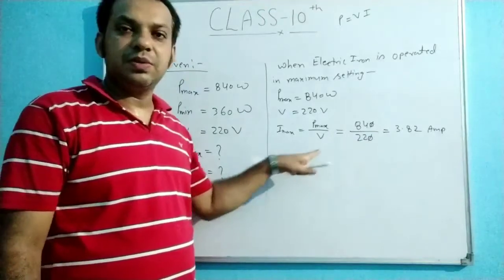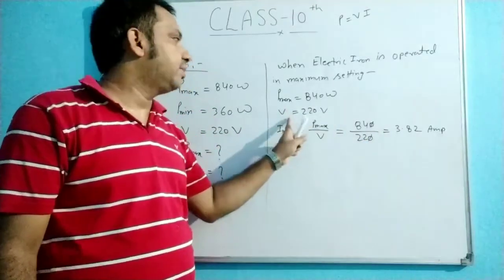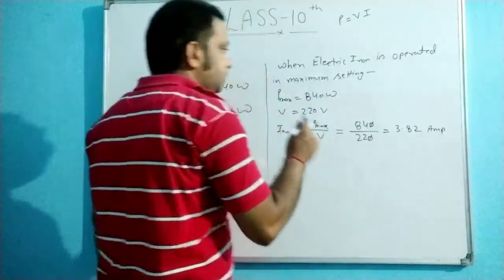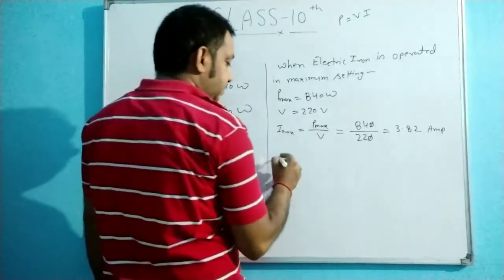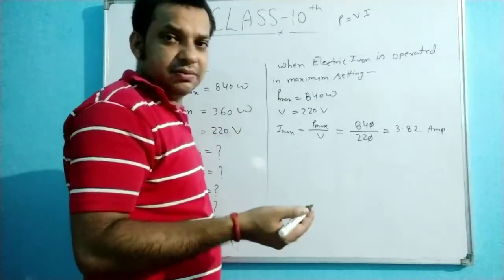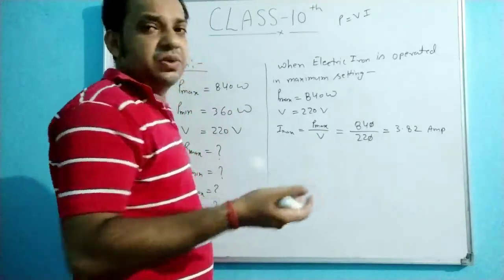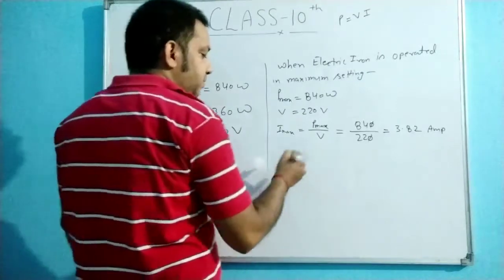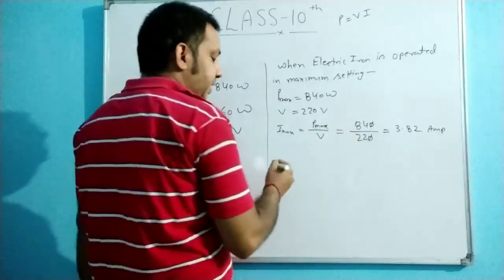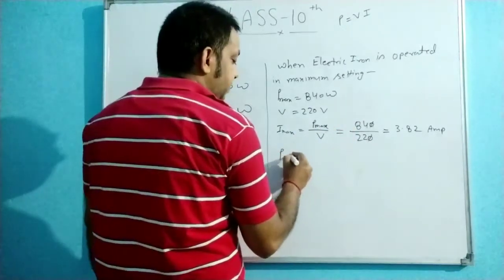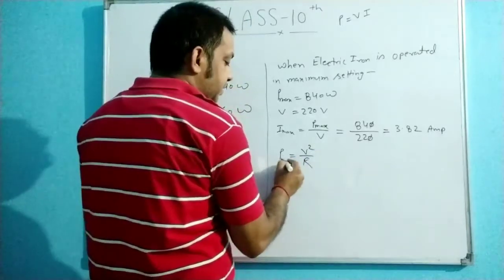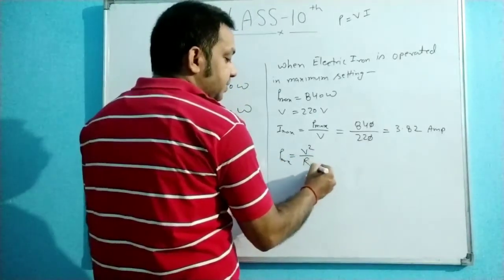Now you know the value of the current flowing through the resistor and the voltage applied. So you can easily find the value of resistance in that case. Here either you can apply I square R, or you just apply V square upon R. I am using V square by R because the 220 is there and it is simple to calculate. So you know the formula is P is equal to V square by R.